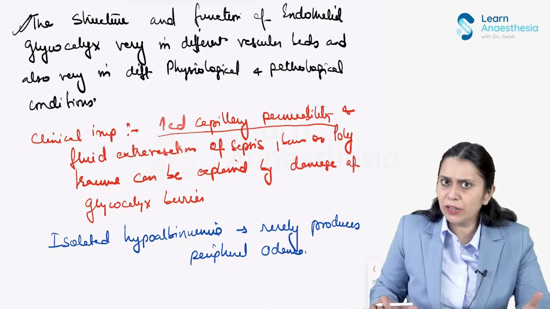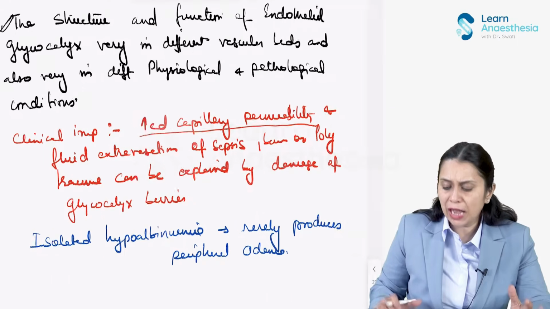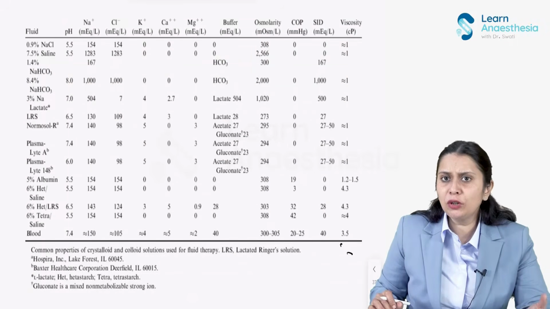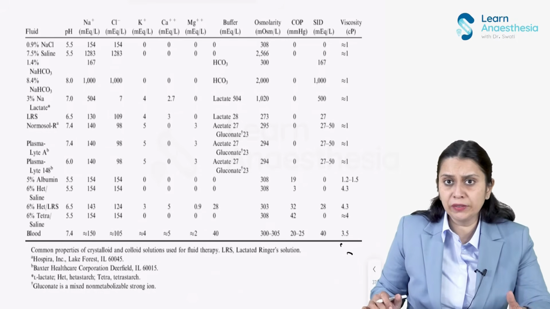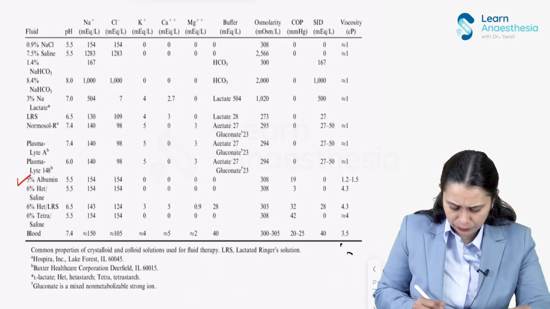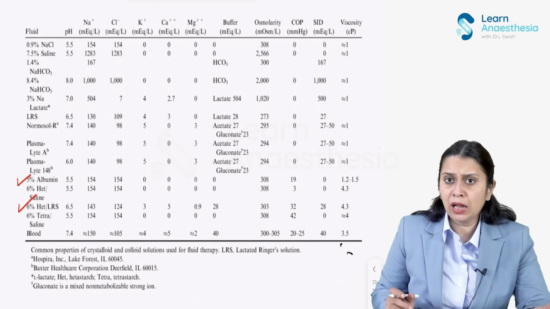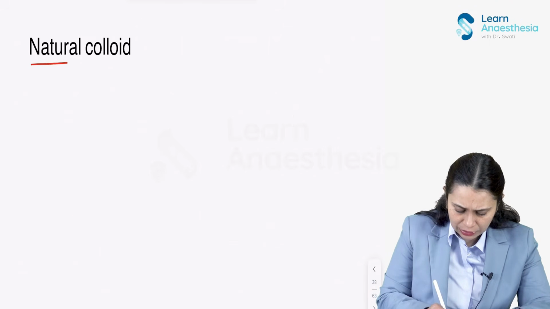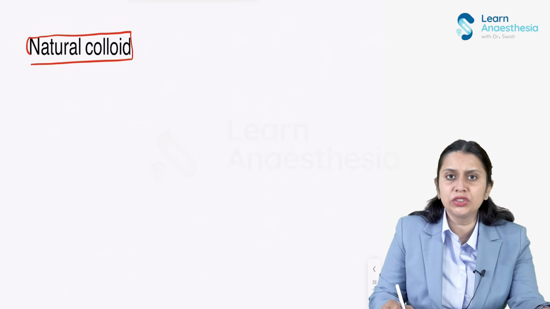Now colloid, as we have already discussed, can be divided into two: natural and artificial. Natural colloid is your blood and blood products and albumin. Artificial colloids are starch, gelatin, gelofusine, dextran; all these things we will discuss. So we will discuss albumin, the starch solution, gelatin, and other artificial colloids as well. Starting the discussion with the natural colloid, I will discuss albumin, the most common one which is used.